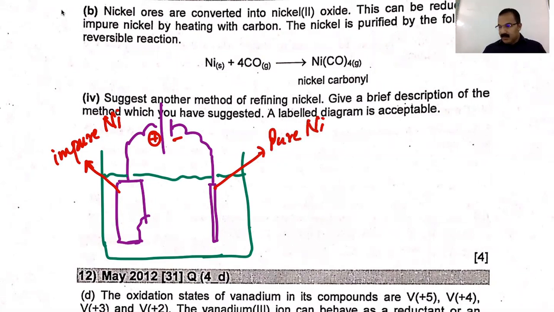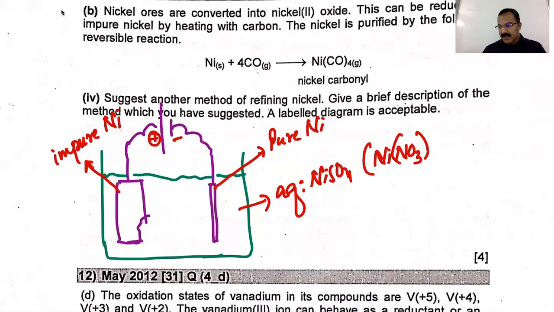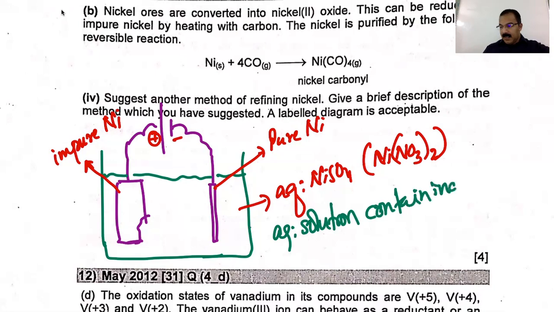The cathode is pure nickel. And what's the electrolyte? The electrolyte is aqueous NiSO4, nickel sulfate. As I told you, nickel nitrate would be a good choice, because if you don't remember which one is soluble for nickel, the solubility rules, by any chance, you say aqueous solution containing Ni2+. That's enough.